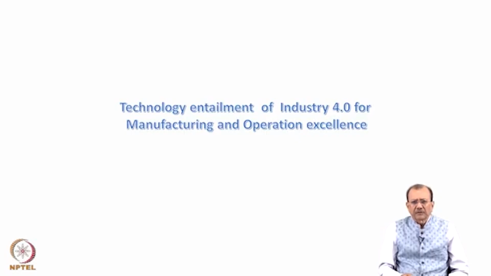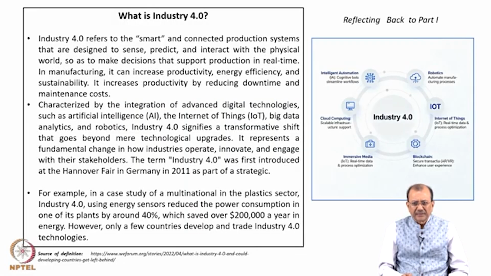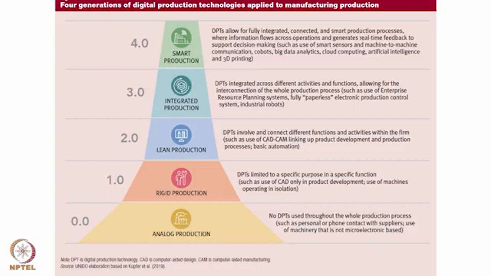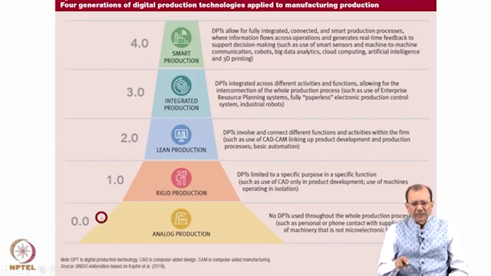So I thought I'd share what we are going to learn: technology entailment of Industry 4.0 for manufacturing and operational excellence. Have a look at this picture. This picture is not Industry 1, Industry 2 or Industry 3. This picture shows how, in today's world, our conventional production systems are reaping the benefit of technology.